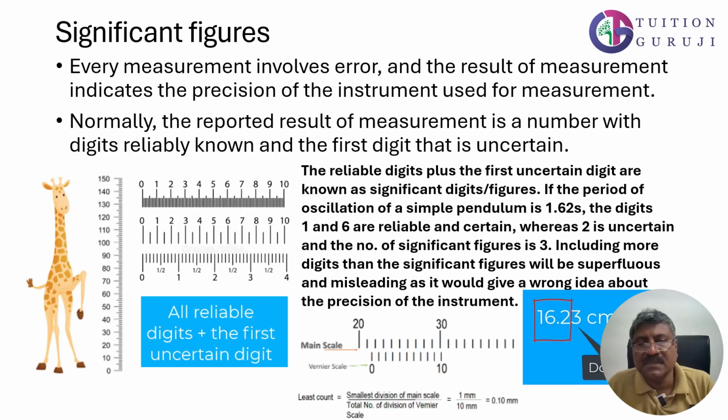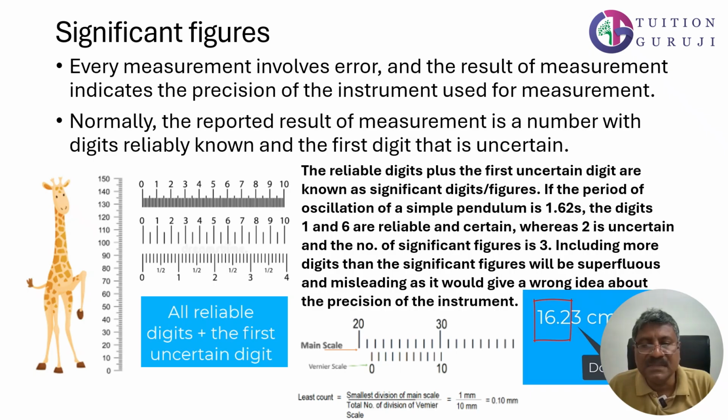Let us see what are significant figures. Every measurement involves error, and the result of measurement indicates the precision of the instrument used for measurement. Normally, the reported result of measurement is a number with the digits reliably known and the first digit that is uncertain. The reliable digits plus the first uncertain digit are known as significant digits. For example, if the period of oscillation of a simple pendulum is 1.62 seconds, then the digits 1 and 6 are reliable and certain, whereas 2 is uncertain and the number of significant figures is 3.